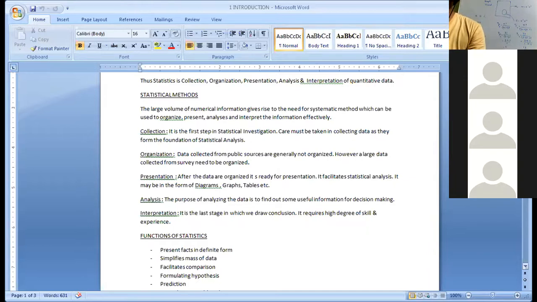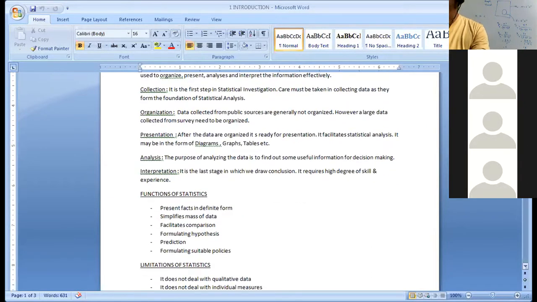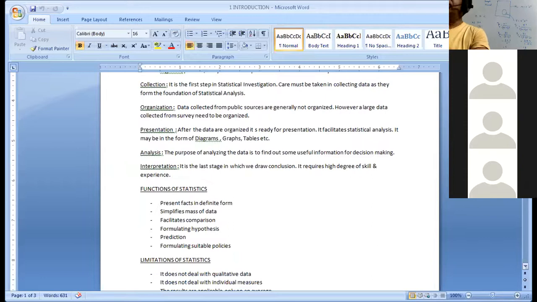So what are the functions of statistics? Is this part clear, the 5-step procedure? Yes, sir. Any doubt in this? No, sir. So we come to functions of statistics. Just a minute.